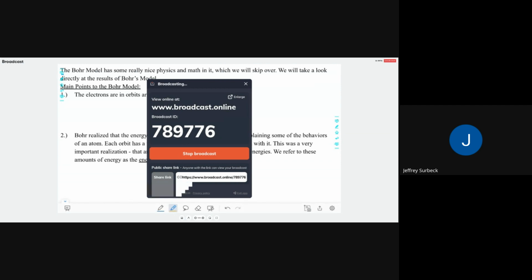All right, so again, a subpoint to number 1 is that prior to this, the electron, which I'm going to abbreviate as e to the minus, could have been anywhere outside the nucleus.